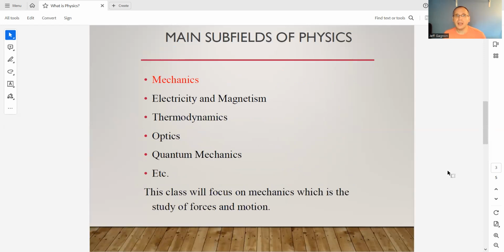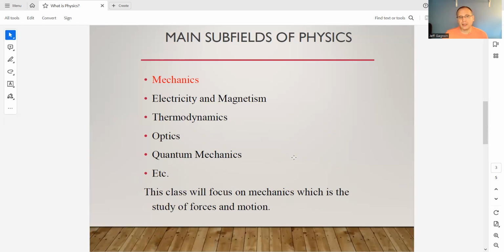Okay, what are some main subfields of physics? So physics is a broad area. There's several topics that are covered in physics. One of them is mechanics, electricity and magnetism, thermodynamics, optics. You may have heard of quantum mechanics, or Einstein's general relativity, special relativity, right? These are all areas of physics that can be studied, and people spend their entire lives on one small subset of one particular area. This class is going to focus just on mechanics, so I have it highlighted here.